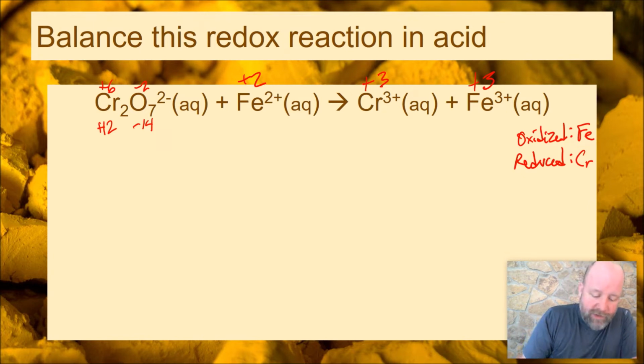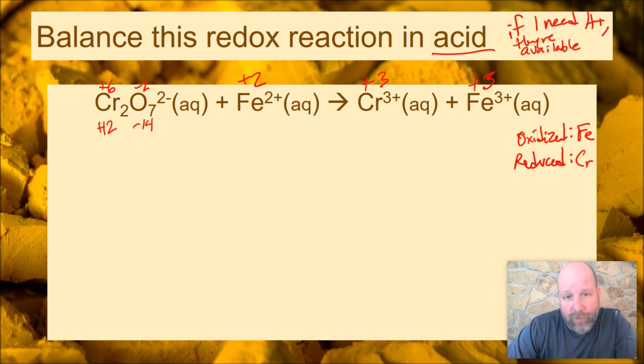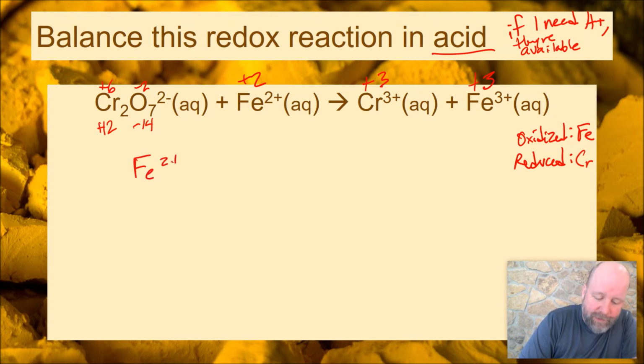So let's do the oxidation reaction first. It doesn't really matter, but this is in acid, which means if I need H+, those are available. Remember, we're going to do half reactions on this. So I'm going to do the oxidation reaction first. So let's look at that iron. It goes from Fe2 plus to Fe3 plus.